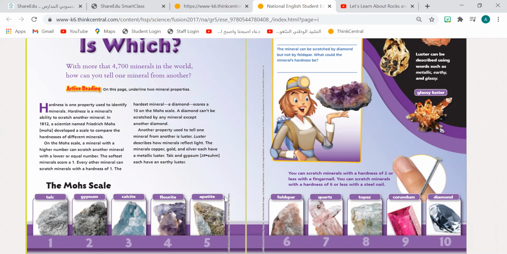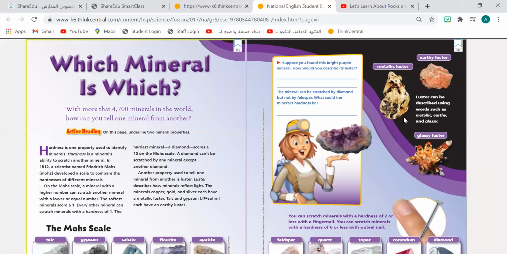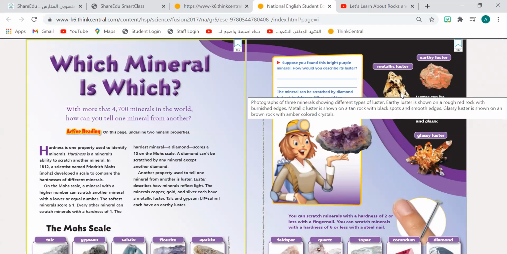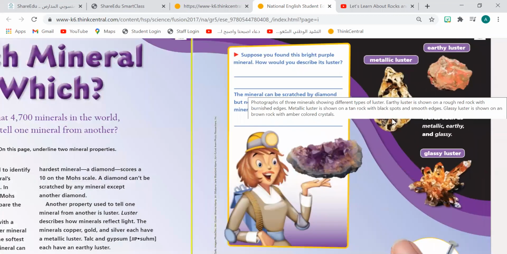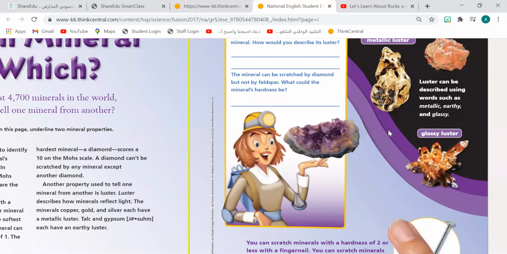What do I mean by metallic luster? Can you see? This is a metallic luster. It is shiny. What do I mean by metallic, girls? I mean it is shiny. Look. So copper, gold, and silver, they are what? Metallic luster. There is some glassy luster.